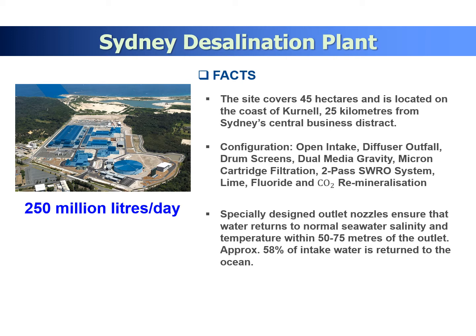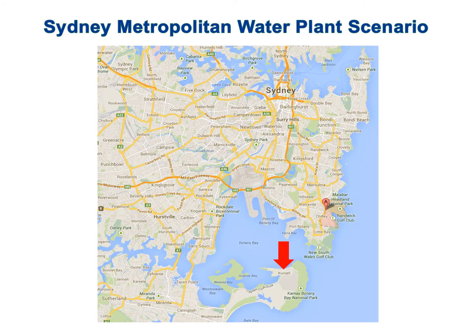This is not only for seawater desalination plants. Reverse osmosis can be used for wastewater reuse, also industrial water reuse, and mining water reuse. Reverse osmosis is a very well established technology for recycling water, because it can remove all the salt and contaminants. So this is the Sydney Metropolitan water plant scenario figure.